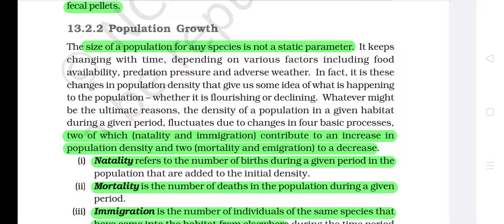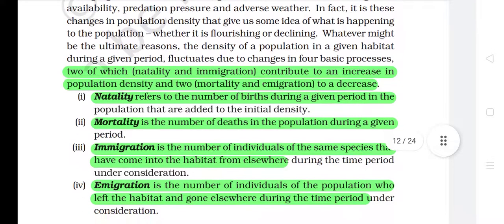Whatever might be the ultimate reasons, the density of a population in a given habitat during a given period fluctuates due to changes in four basic processes, two of which, natality and immigration, contribute to an increase in population density, and two, mortality and emigration, to a decrease.